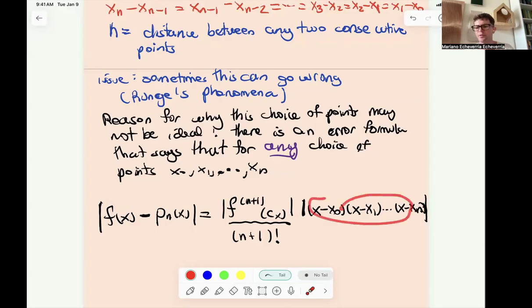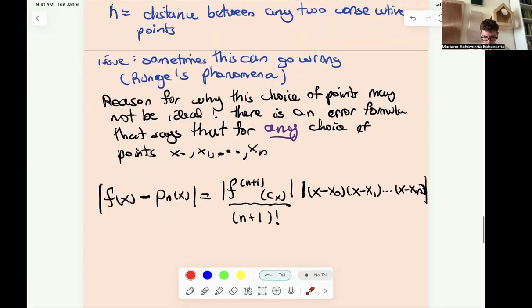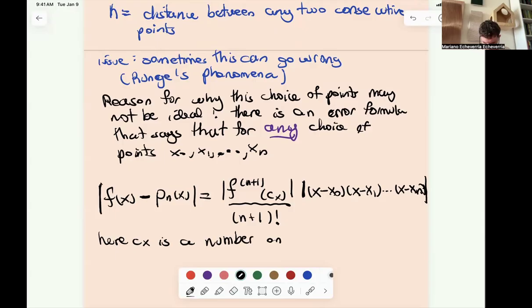Which, if you remember, I don't know how much you remember from Lagrange because we did it a couple weeks ago, but this is how we would start the construction of the Lagrange polynomial, right? You would multiply all the x values together, x minus x0 times x minus x1, and then to construct the Lagrange polynomial, you would delete one at a time. So here, cx is a number on the interval -1 to 1, which may depend on x.